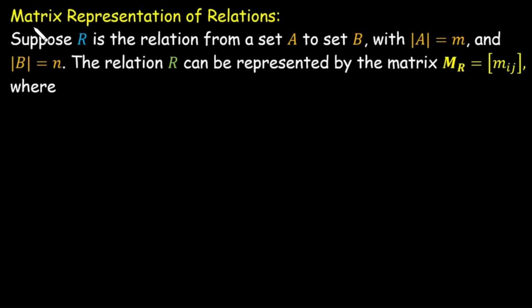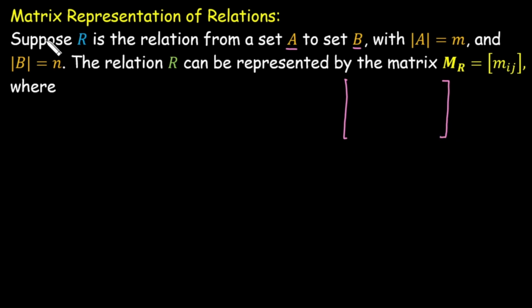Everyone, in this video, we will learn how to represent a relation using matrices. Suppose we have a relation R that is represented from the set A to set B, where set A contains M elements and set B contains N elements. The relation R is represented in matrix form. So the first step is always to identify the order of the matrix.